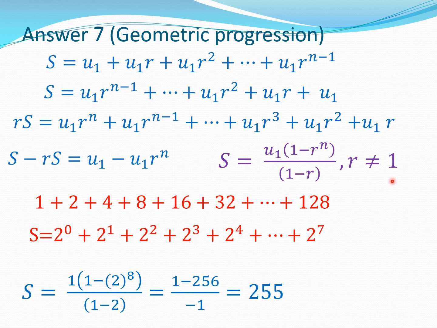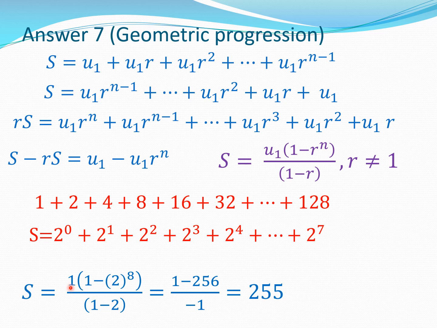Of course, this is not valid when R is 1, because in that case there is a singularity, because the denominator becomes 0. So let's apply this formula to the series I showed before. This series was of the form 2 to the power 0 plus 2 to the power 1 plus 2 to the power 2, all the way to 2 to the power 7. So if I substitute it in this formula, I get this value here. So I can immediately get 255 after some manipulation.